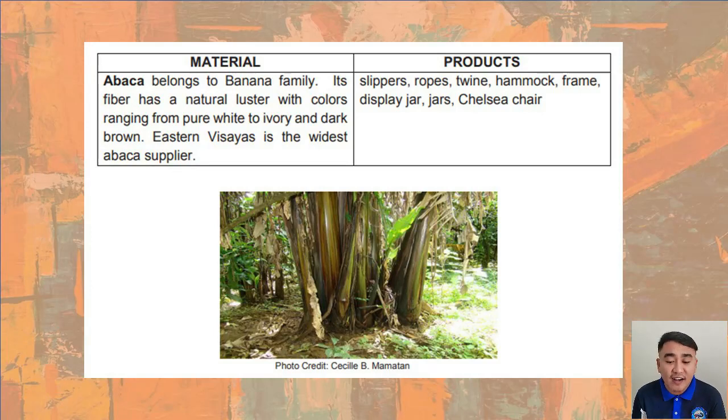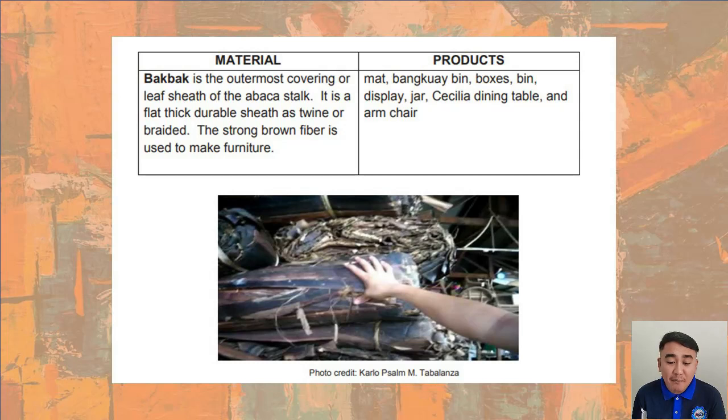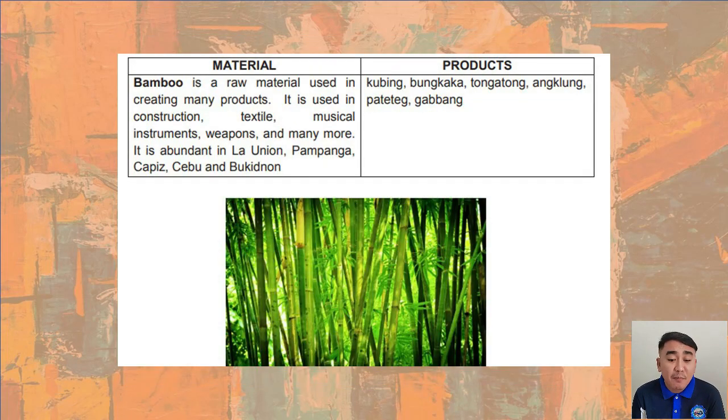and Chelsea chair. Next we have bakbak. Bakbak is the outermost covering of the leaf sheath of the abaca stalk. It is a flat, thick, durable sheath as twine or braided. The strong brown fiber is used to make furniture. The products that are commonly made out of this material are mat, bangkuay beam, boxes, bin, display, jar, Cecilia dining table, and armchair. Next, we have the bamboo.